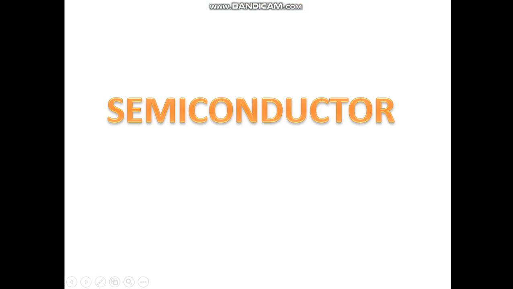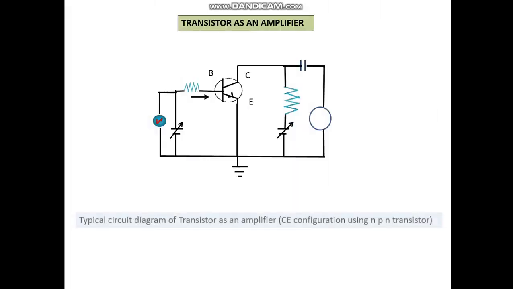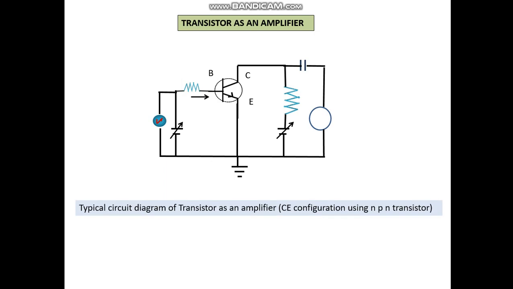So today we continue with semiconductors, part 5. Now let us see the transistor as an amplifier. This is a typical circuit diagram of the transistor as an amplifier.